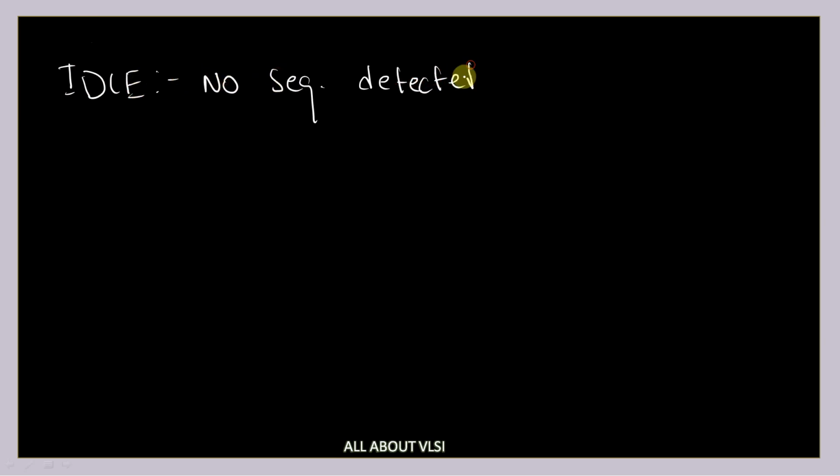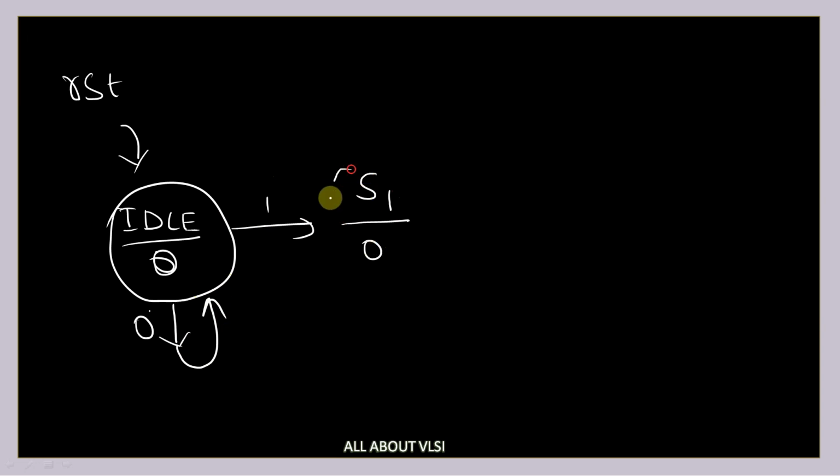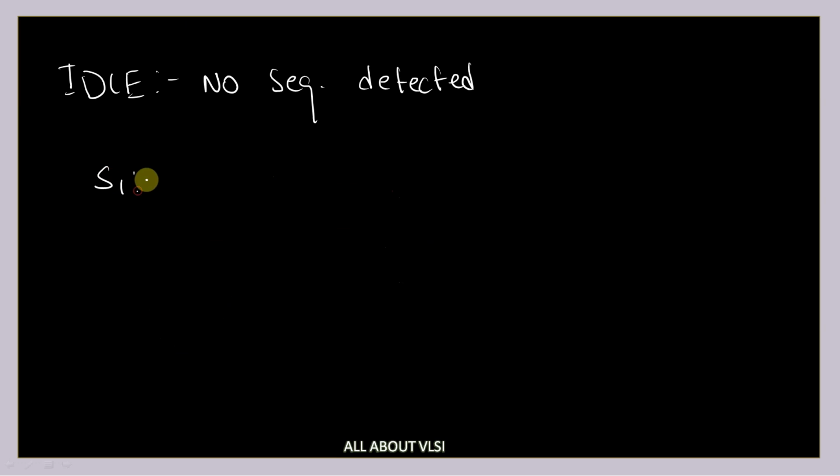Now, in the idle state, I have two options: either 0 or 1. If I apply 0, I stay in the idle state itself. But if I apply 1, I go to a state known as S1, where my output is still 0. S1 is a state where one bit has been detected, only one bit is matching.